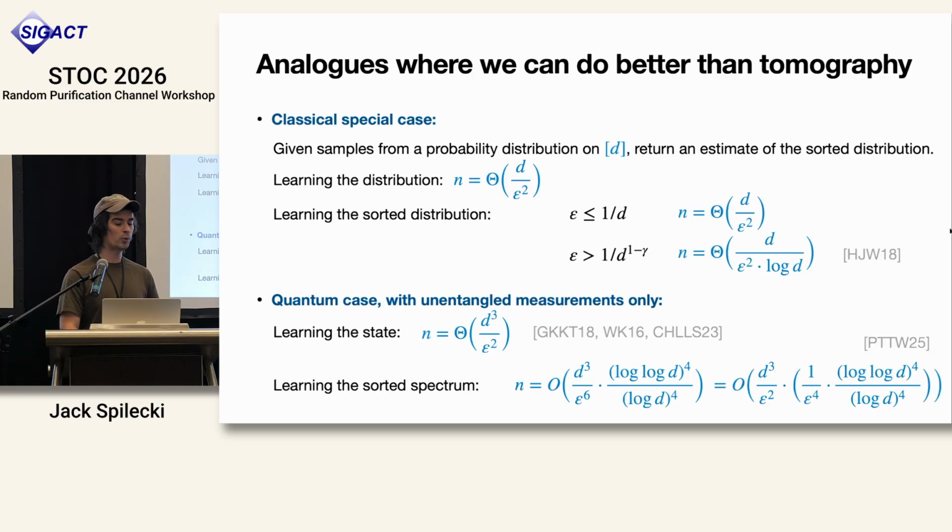So what we would like is for the term in the inner parentheses to be much less than 1, right? And in particular, this is the case if epsilon is sufficiently large. So it has to be larger than 1 over essentially log d. So when epsilon is this large, you improve on just doing tomography.